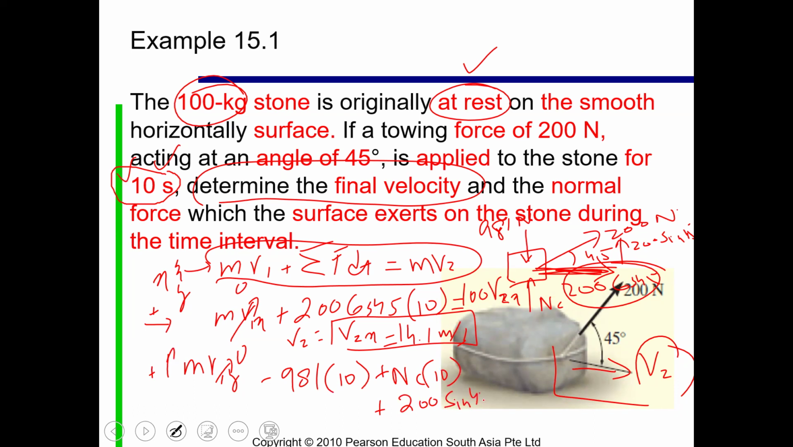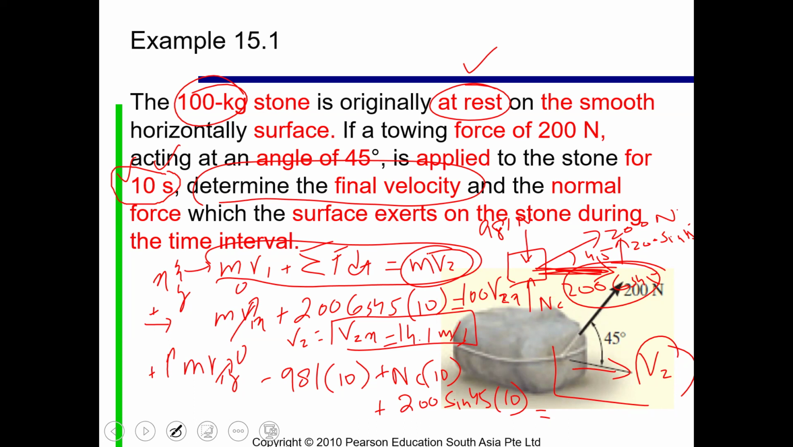sine 45 into 10. And what is the final part here? mv2y. What is the final v2? Is there any y component of v2? Is there any velocity in v2? Final velocity in y-axis? No.